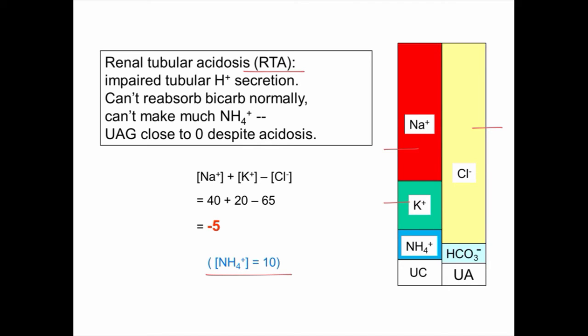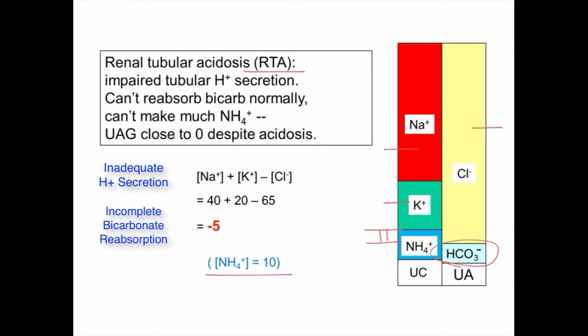Also, because of the inadequate hydrogen ion secretion by the distal nephron, there is some bicarbonate in the urine, and the urine anion gap is only minus 5. In other words, the relatively small negative value of the urine anion gap reflects the inadequate hydrogen ion secretion, incomplete bicarbonate reabsorption, and impaired ammonium excretion seen in distal RTA.